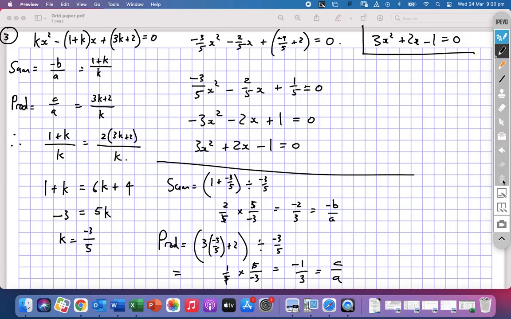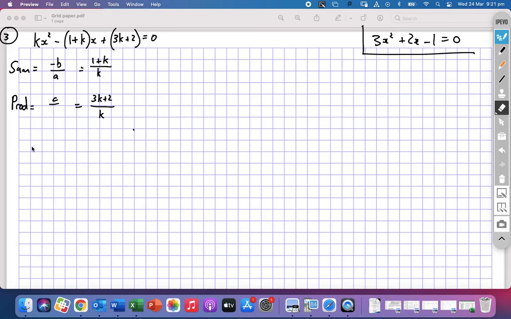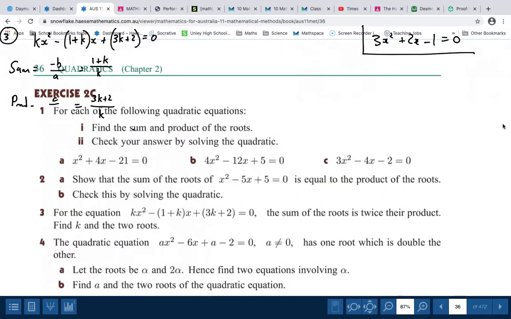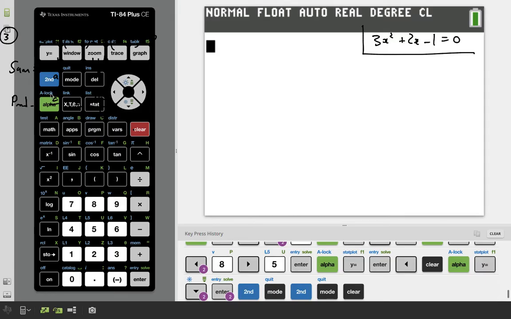Now the reason I'm doing that is because pretty sure the question said to find, let's just read it. The sum of the roots is twice the product. Find k and find the 2 roots. Well, I better answer the question and find the 2 roots. Do that on a calculator, it's the easiest way.